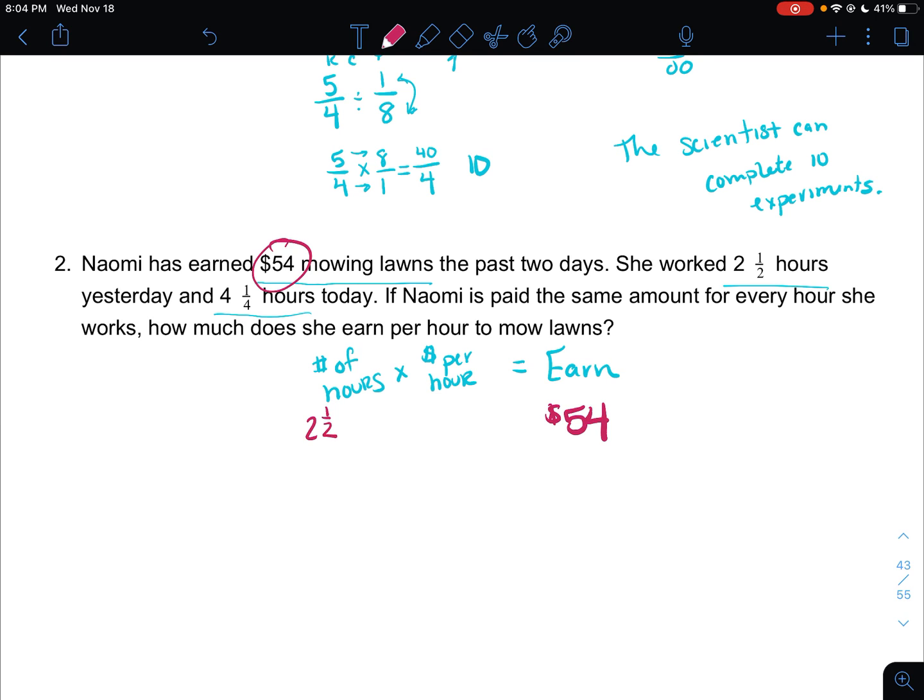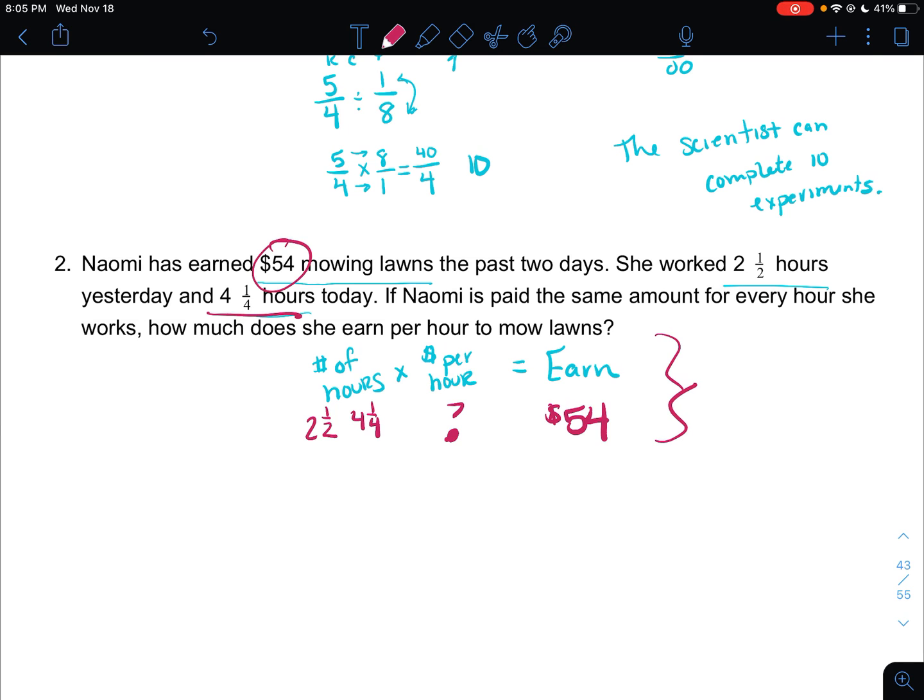She worked 2.5 hours yesterday. So number of hours, I know she worked 2.5. But I also know that she worked 4 1/4 hours. And I want to know how much she earns per hour. That's what I don't know. Okay, so I need to figure out how to get that unknown.